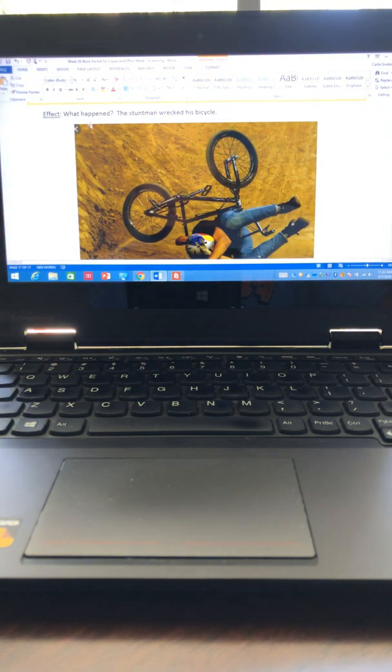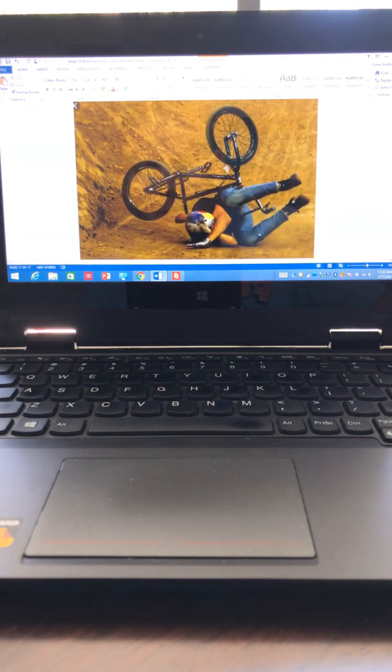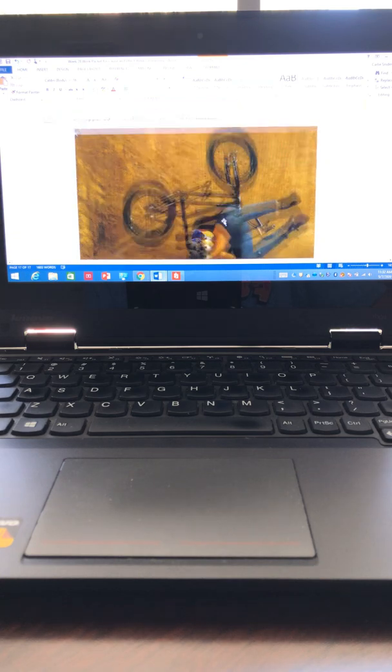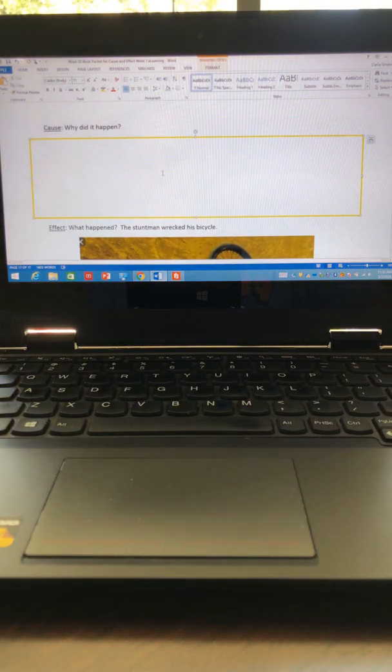The effect. What happened? The stuntman wrecked his bicycle. We see the bicycle was flipped upside down, the person hit the ground and is rolling across the ground. I need to know why this happened.